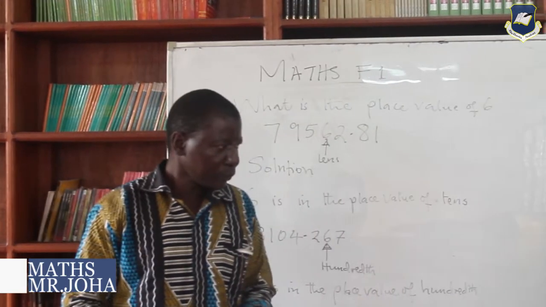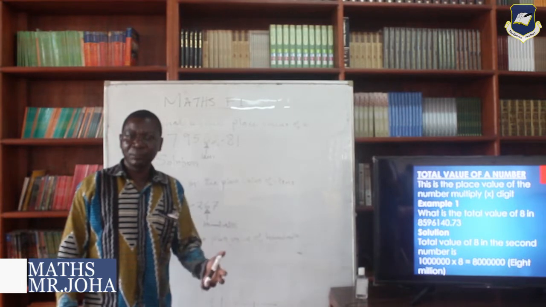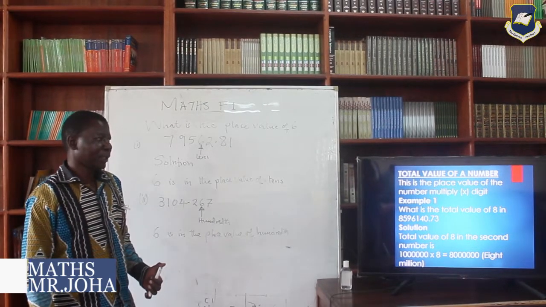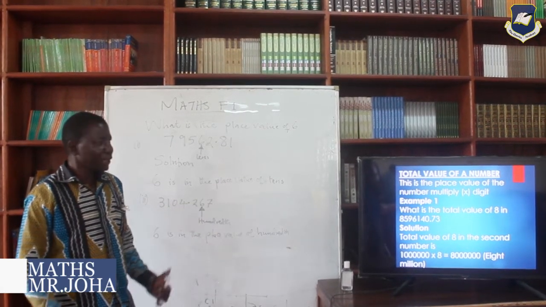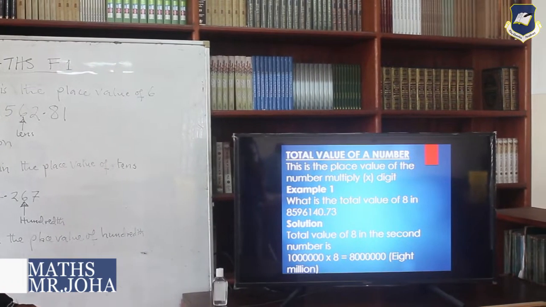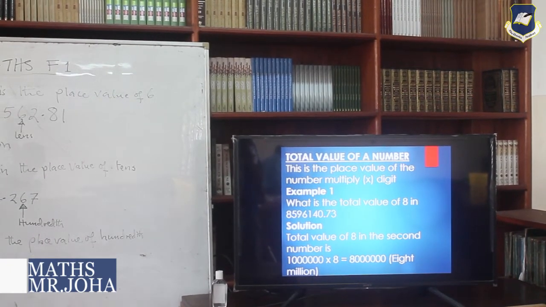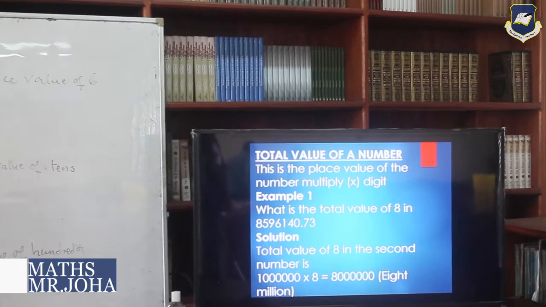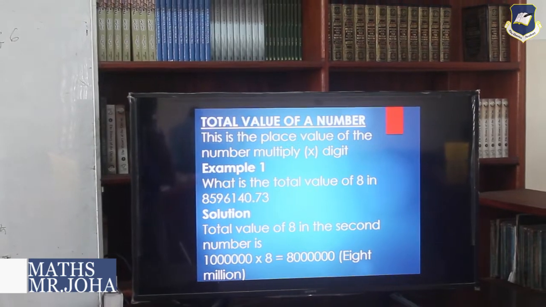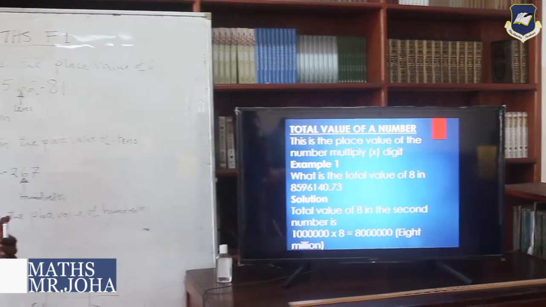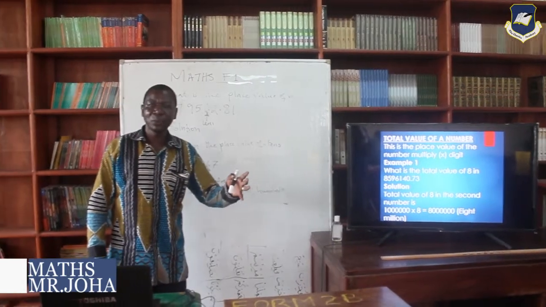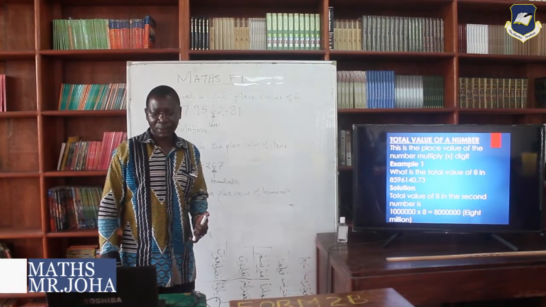Now, our next item that we want to look at is the total value of a number. What exactly do we mean by total value of a number? The total value of a number is the place value of a number multiplied by the digit that you want to get the total value. It's simply the product of that digit you want to get its total value multiplied by the place value where that digit appears.